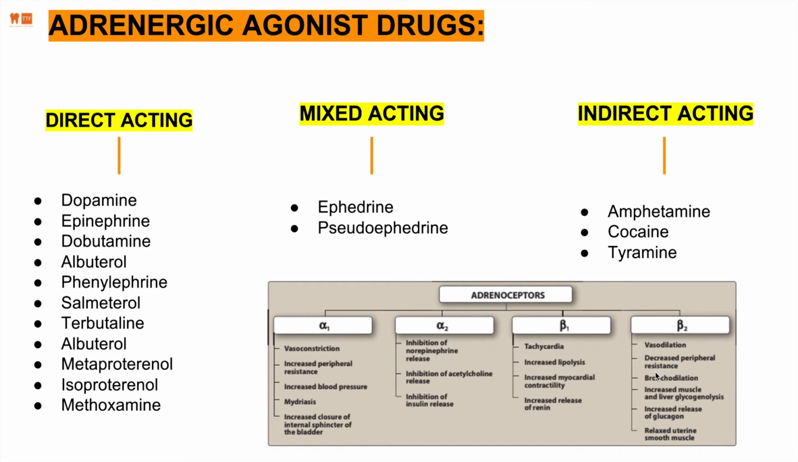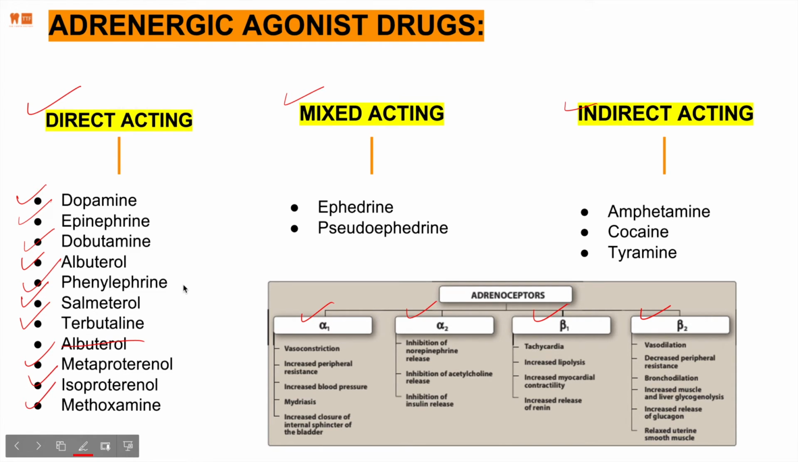Okay, now let's jump into the drugs. Now all we have to do is we know what type of actions adrenergic drugs have, we know what receptors they act at, and we also know what each receptor is responsible for. So all we need to know is names of the drugs and where they act. How simple is that, guys? So let's talk about direct acting drugs at the specific receptors themselves. Dopamine, epinephrine, dobutamine, albuterol, phenylephrine, salmeterol, terbutaline, another albuterol, and many other drugs are specifically direct acting.